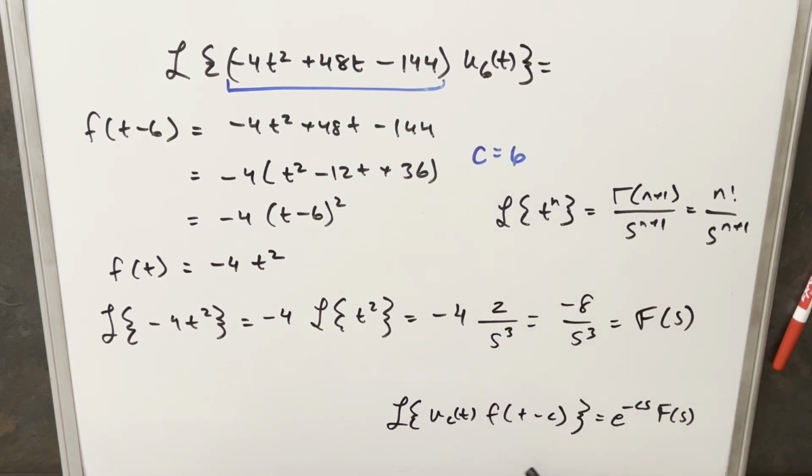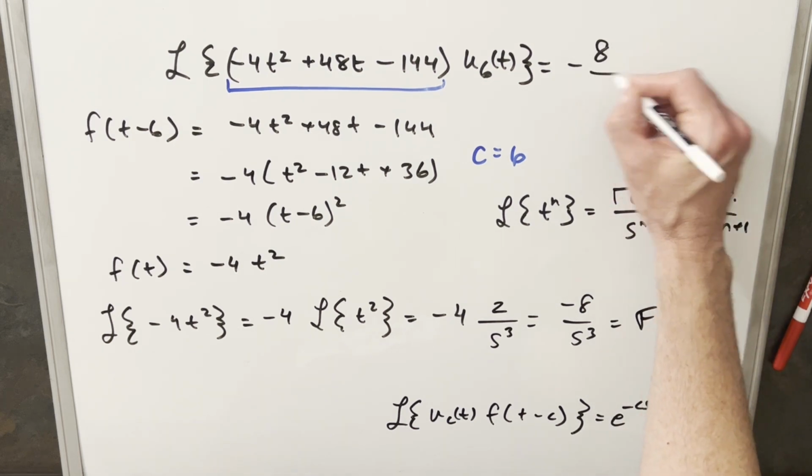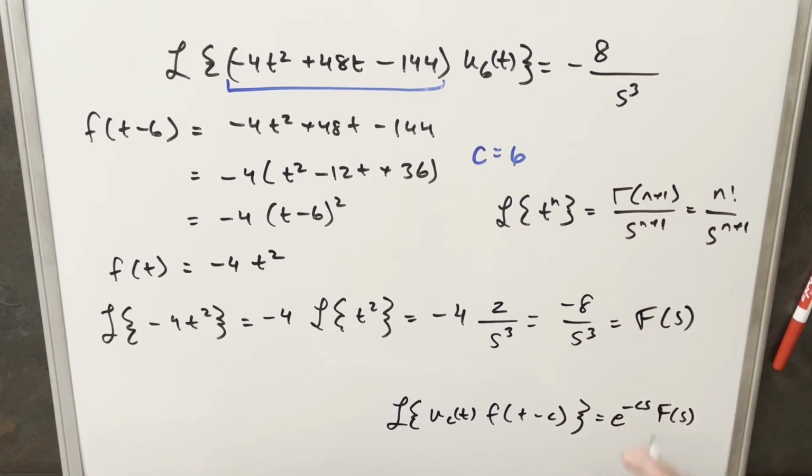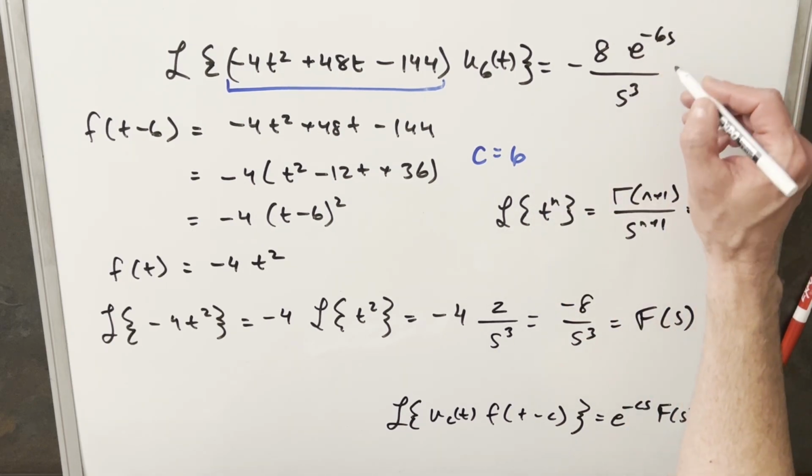So putting this all together, we'll come down here to our formula and we'll use this. We have our F of s value right here, so we can write this as minus 8 over s cubed. And then we're going to have here e, our c value is 6, so e to the minus 6s, and that's it.